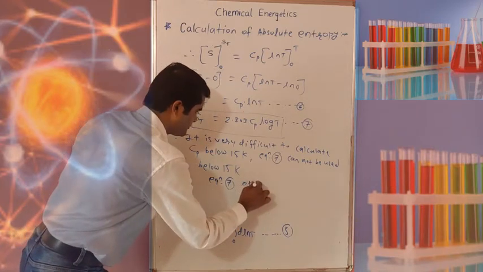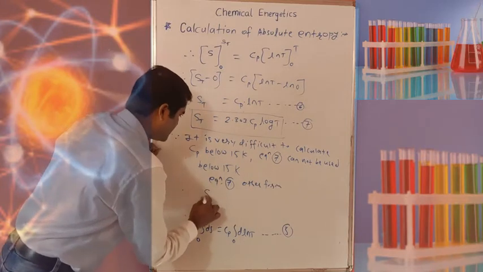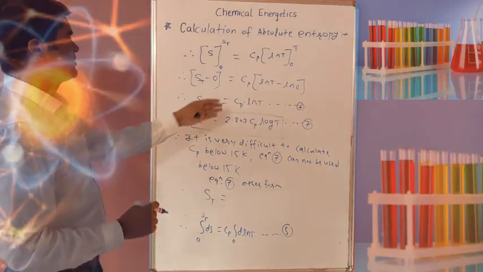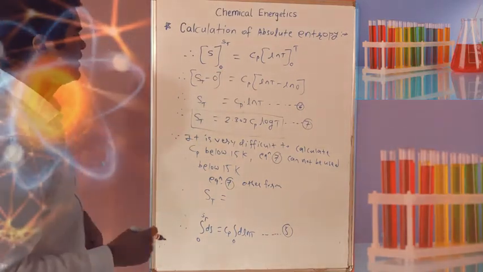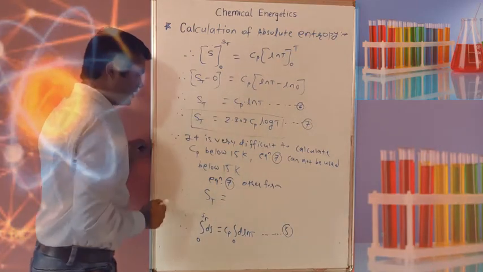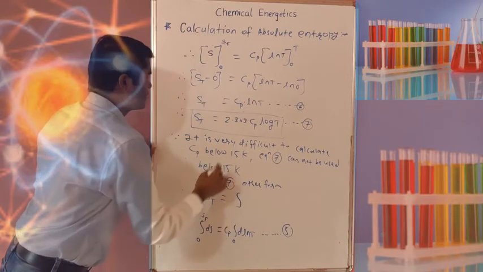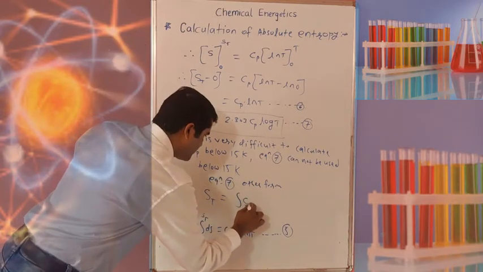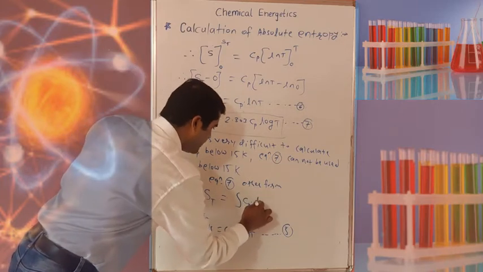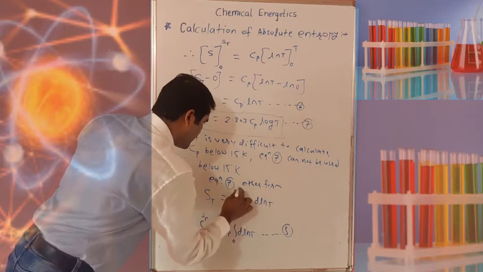Equation 7 can be written in integration form. So St is equal to, instead of equation 7, we can write in terms of ln T also, so no problem. So Cp ln T, we can write in integration form. So Cp is not constant there. Then what do we have to take? We have to write St is equal to integral of Cp d ln T, and temperature is 0 to T.